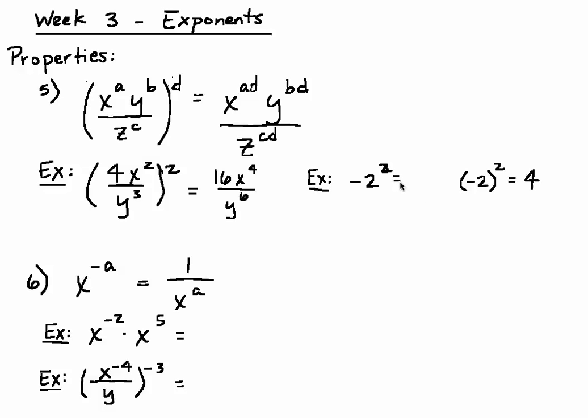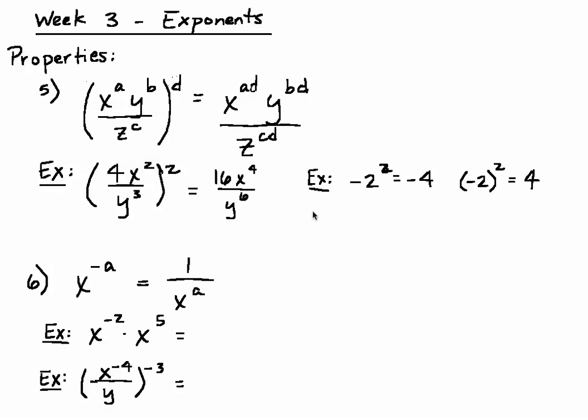But for that first one, the negative 2 is not in parentheses, and the exponent belongs to the term directly in front. So it only belongs to the number 2 and not the negative. So in other words, when there's no parentheses, what we're saying is 2 squared is 4, and then make it negative. So our answer here is negative 4.